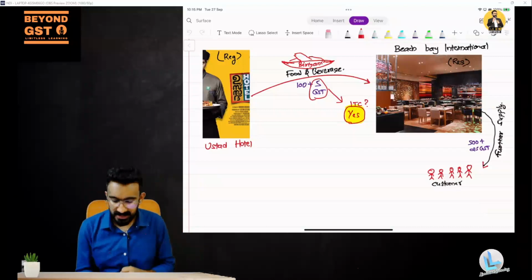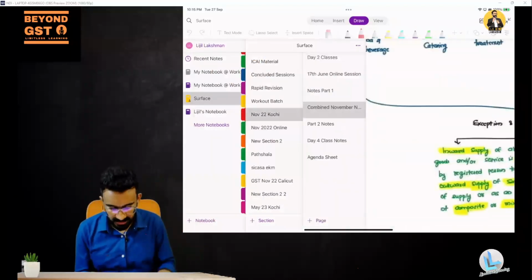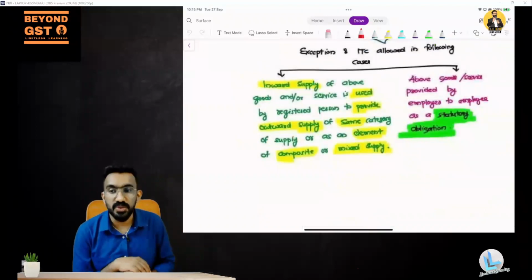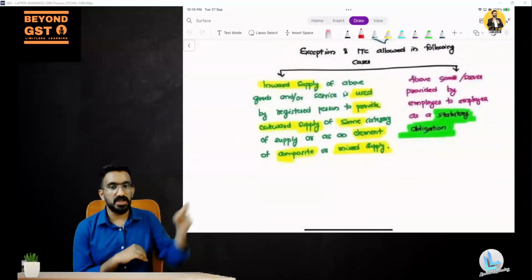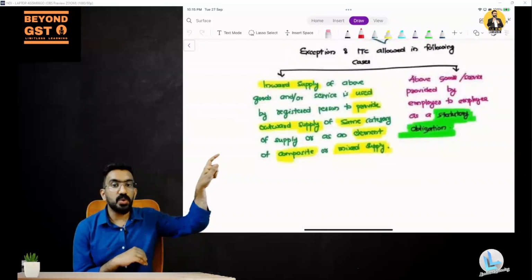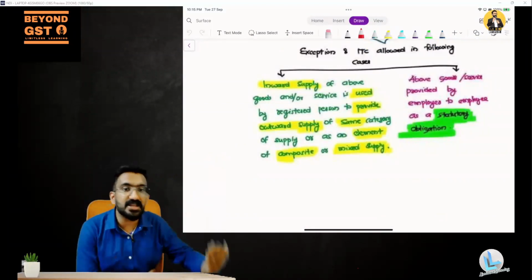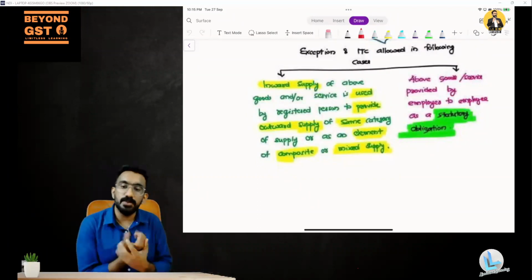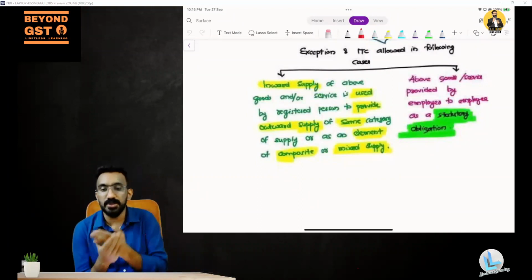Yeah. So the exception says what? Look at the first exception. Inward supply of above goods and or service used by a registered person to provide outward supply of same category or as an element of composite mixed supply. How can it be an element of composite mixed supply? Think about the same example.